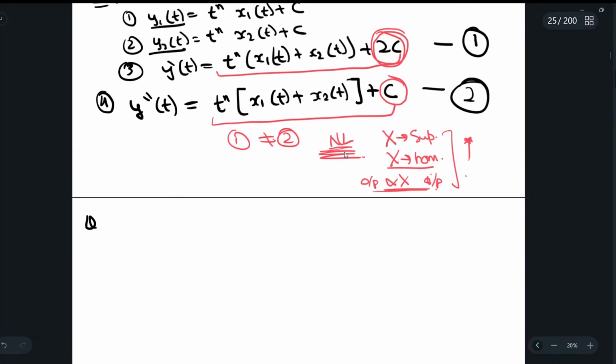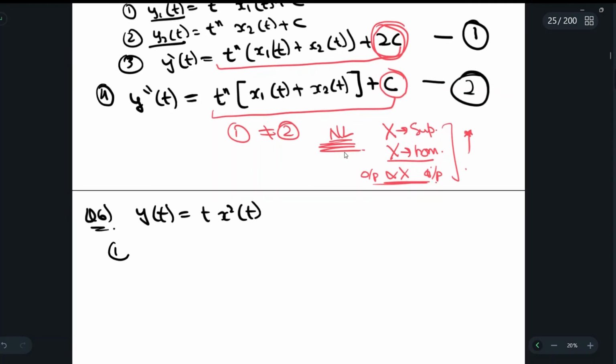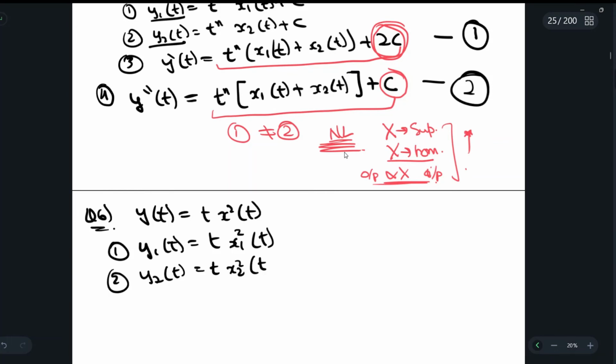Say for question number 6 we are given the equation as y of t is equal to t x square of t. So this is our equation, and now we have to do step 1, that is y1 of t is equal to t x1 square of t. Then simply we will write y2 of t, that is t x2 square of t.